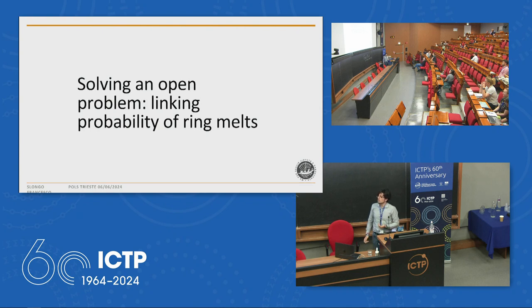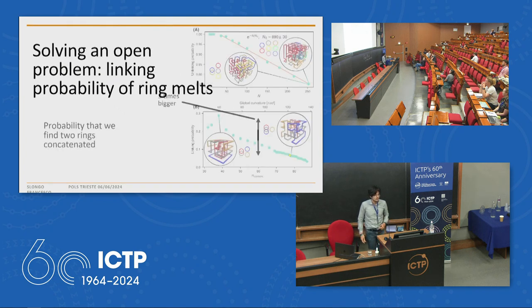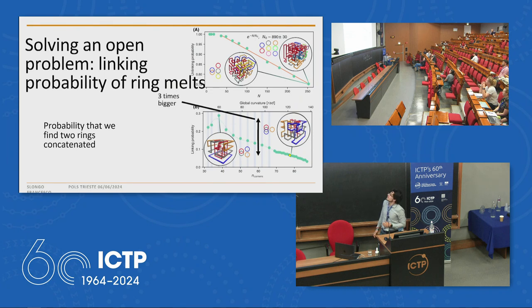I want to conclude with some physical results. So our method pretty much samples well melts of rings. So we decided to study the case where we have space-filling rings. And we look at some topological properties like the linking probability. That is the probability that we find some rings that are concatenated. We studied this property as a function of the size that we have and also as a function of the curvature.